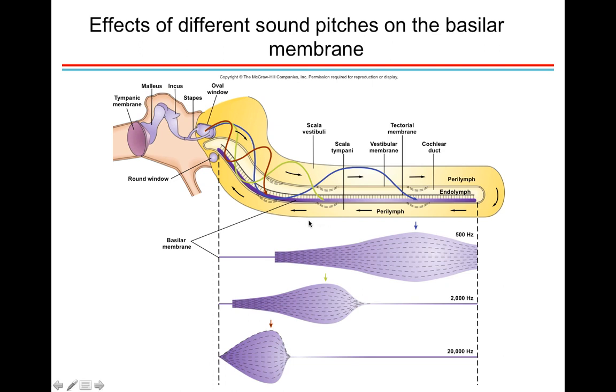And I also want to point out that the vibrations will be entering on the vestibular membrane, but where the hair cells are is on the basilar membrane. Okay, the basilar membrane is where all these hair cells are, and it is the movement on the basilar membrane of the cochlear duct that we have all these hair cells.